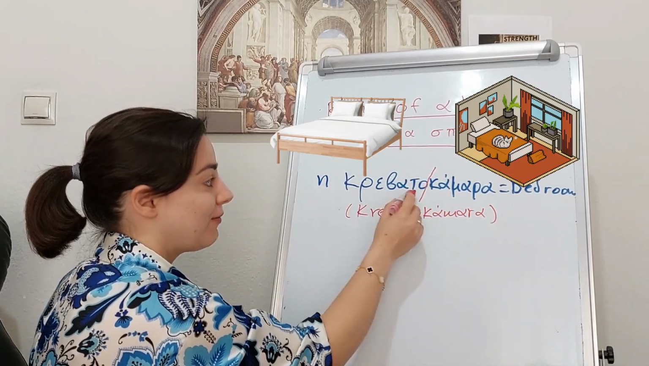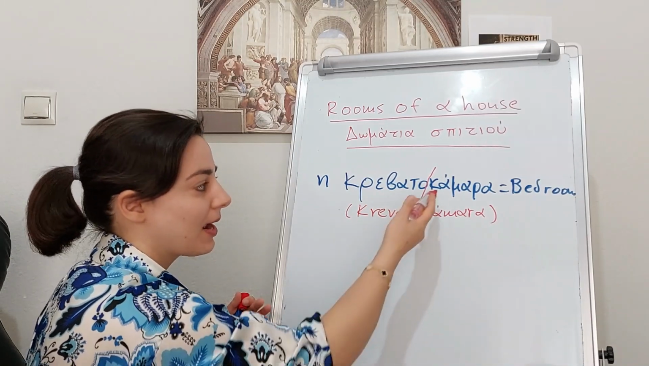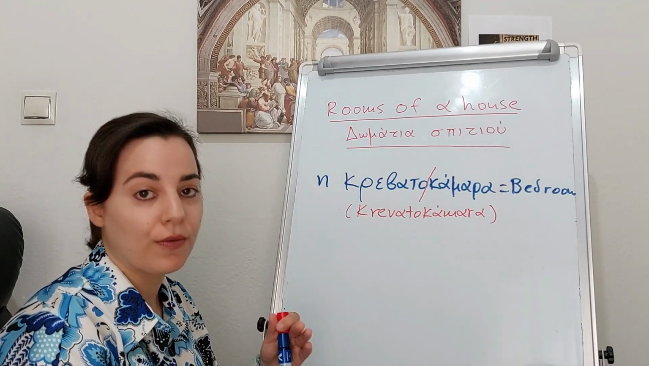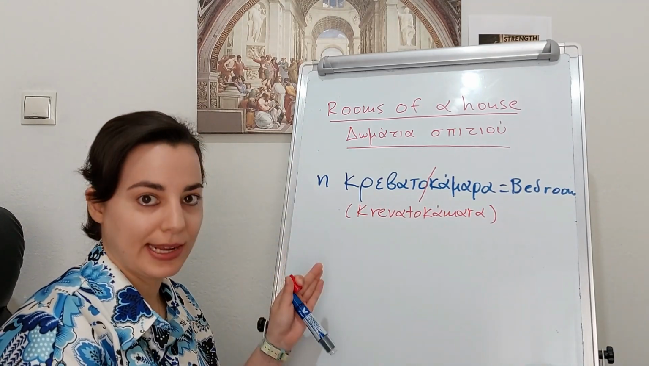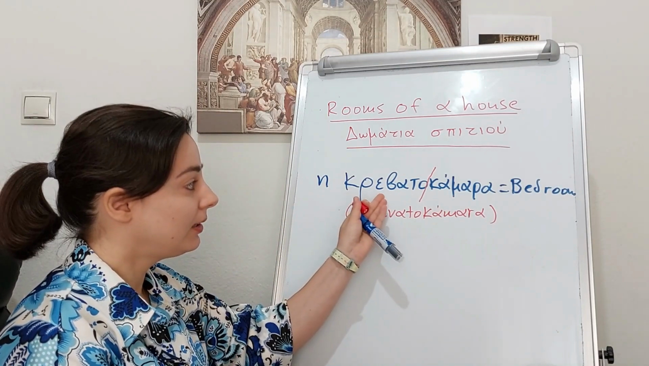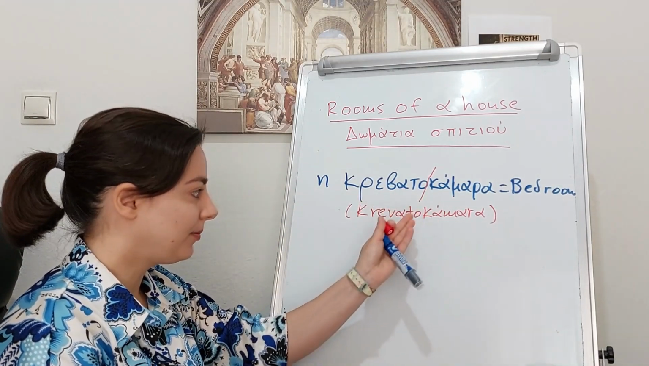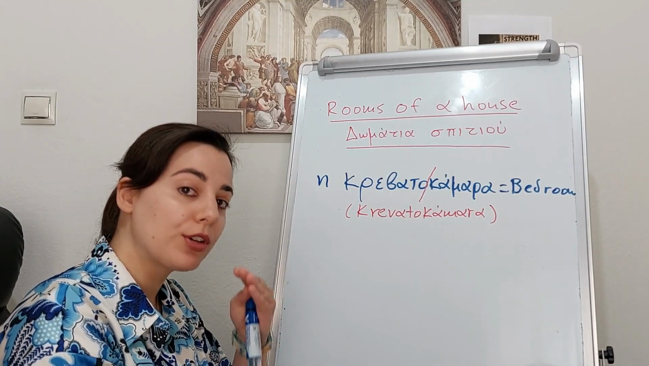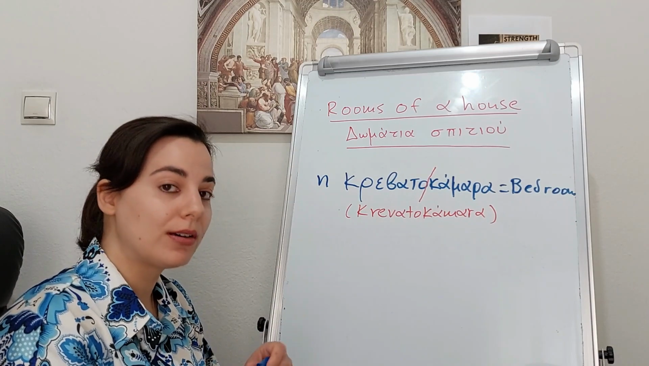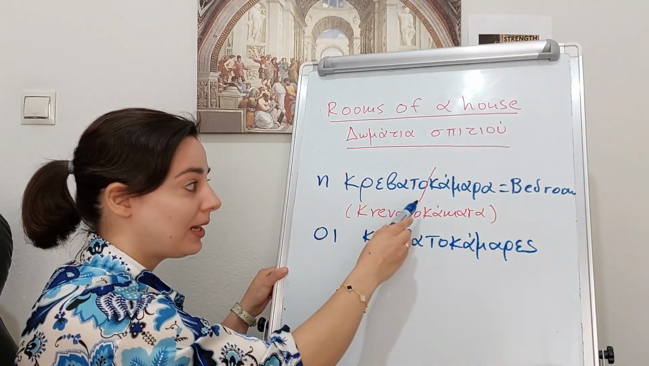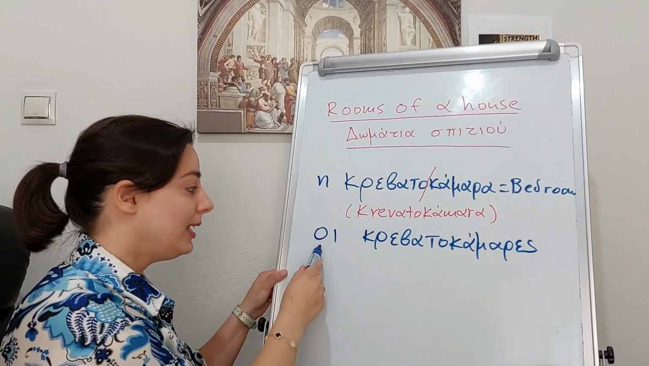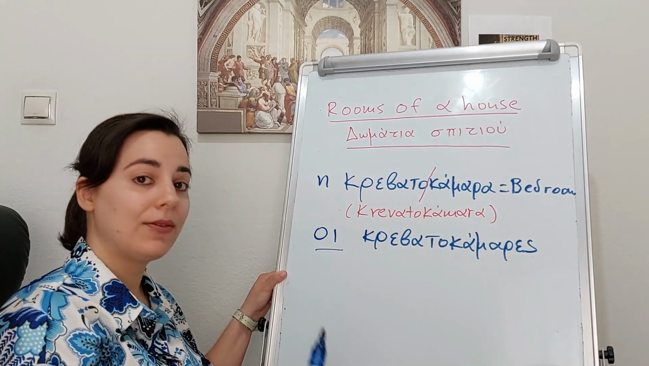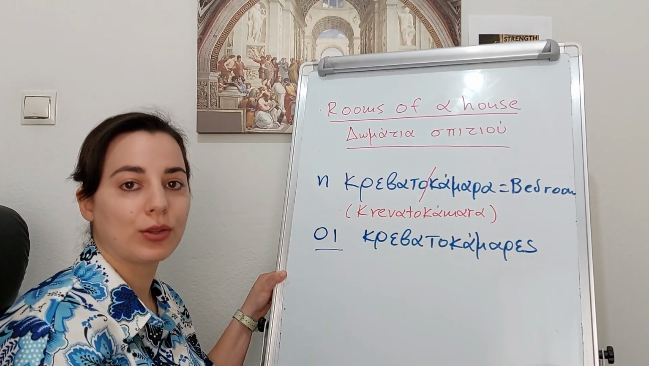krevato. This is krevati. Krevati is the bed and kamara is the room. In another video, I will talk about the furniture of each room that we learn today. So, krevati and kamara, krevatokamara. In plural is I krevatokameres. Again, we use the omicron iota to define the plural form. I krevatokamara in singular, I krevatokameres in plural.